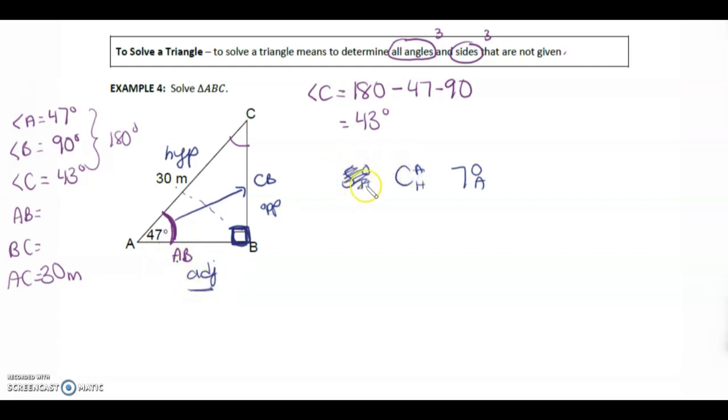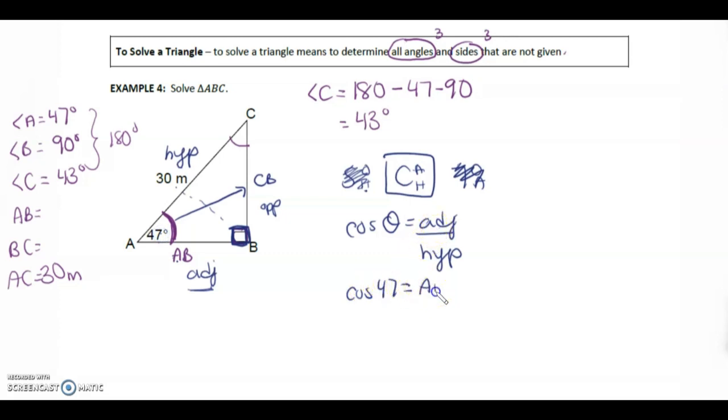So already we're not using sine. They give us the hypotenuse here, so we're not using tan, we're going to use cos. So cos theta equals adjacent over hypotenuse. Theta is going to be our angle, so we're going to have cos 47. The adjacent is going to be our AB, that's our side, and the hypotenuse is going to be 30.